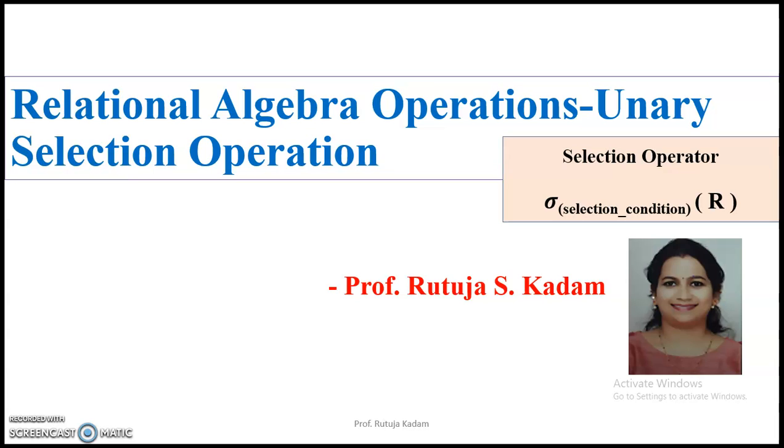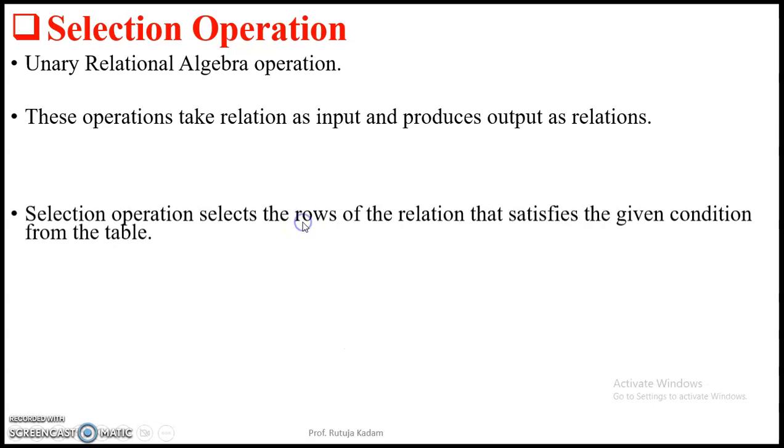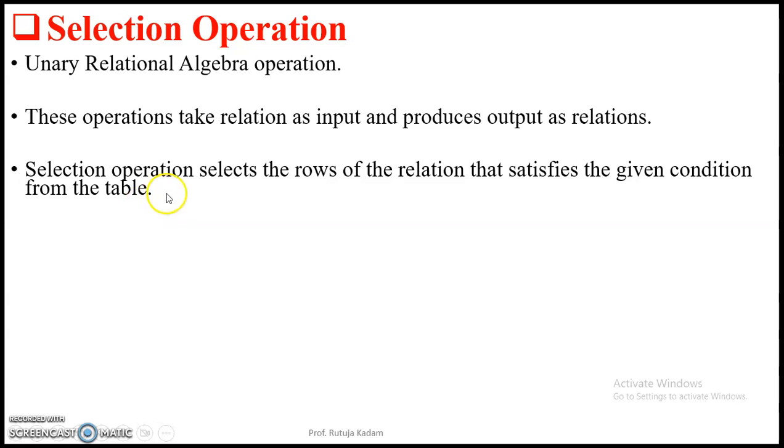Today we will be learning the second unary relational algebra operation, that is the selection operation. So what is the selection operation? Basically, the selection operation is a unary relational algebra operation. When we say unary, it means it operates on a single table or a single relation. These operations take a relation as input and produce a relation as output. The selection operation selects the rows of the relation that satisfy the given condition from the table.